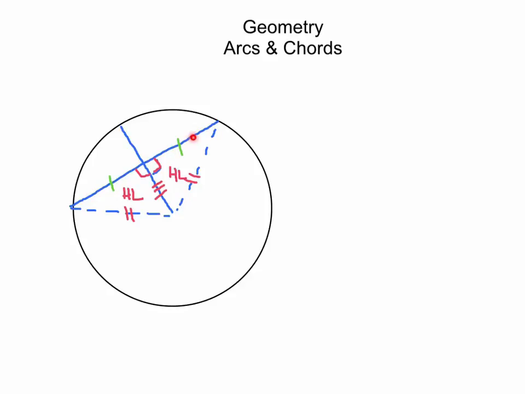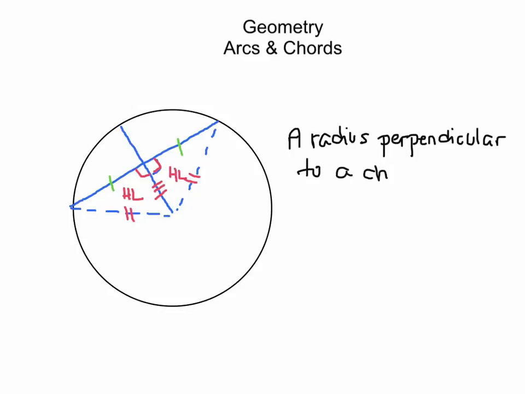If we know that a chord has been bisected by a radius, then we know that the angles are right angles. So, written in words, what we've seen is a radius perpendicular to a chord bisects that chord. And the converse is also true. If we know that a radius bisects a chord, then it's perpendicular to that chord.